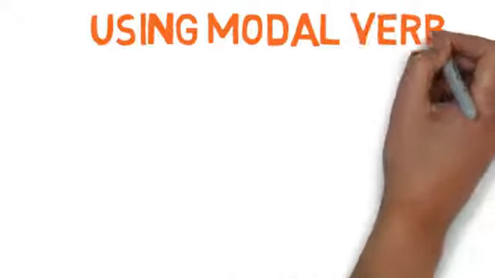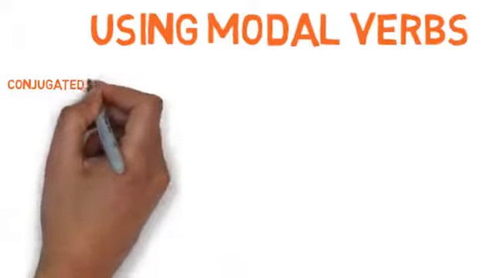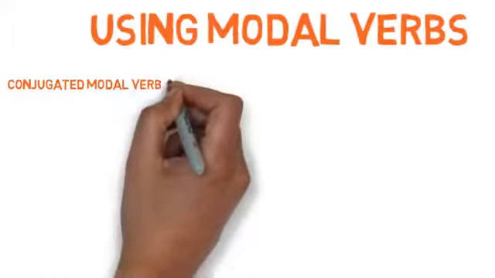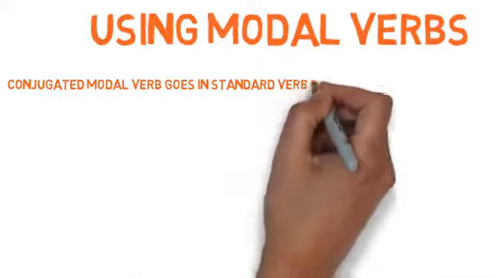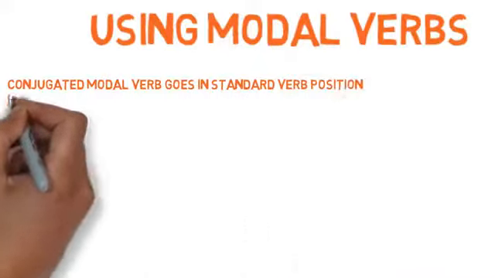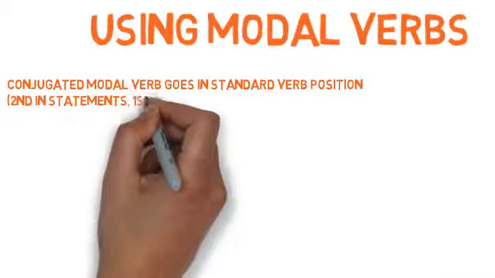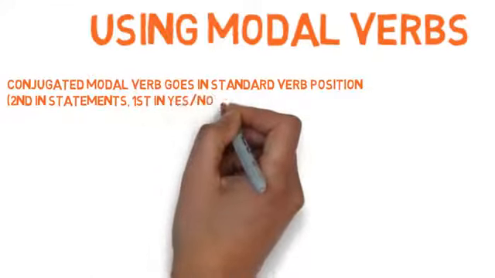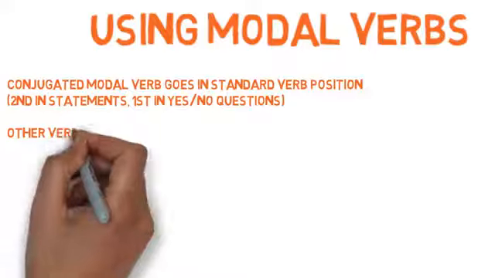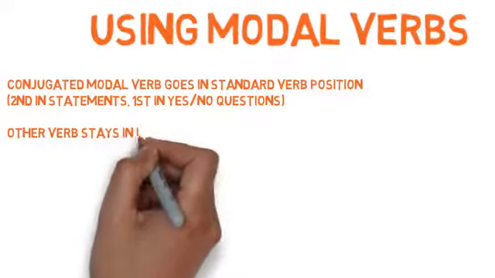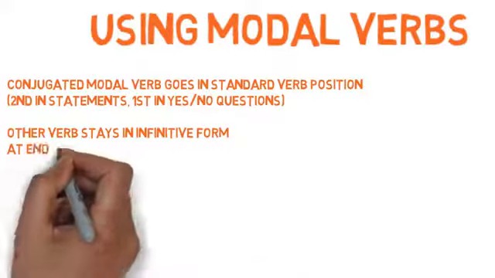Now let's review how to use modal verbs in sentences. The conjugated verb will go in the usual position for verbs, second in statements, and first in yes or no questions. The other verb will revert to its infinitive form and go to the end of the clause.